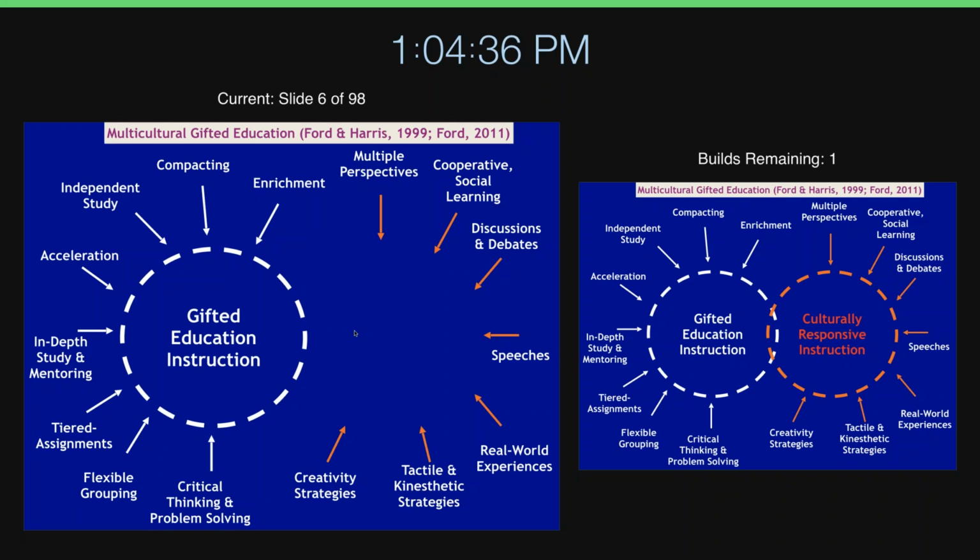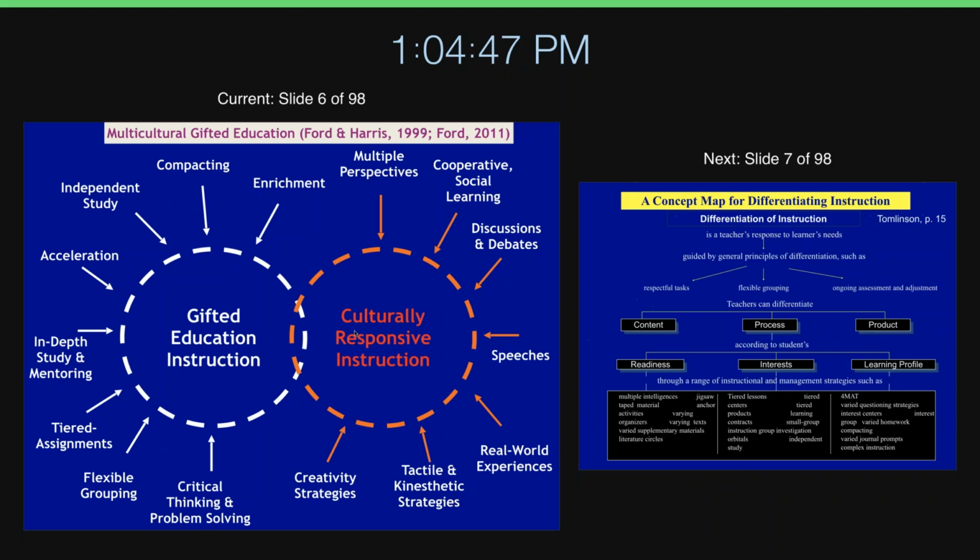In one discipline, gifted education, we often talk about compacting, acceleration, tiered assignments, critical thinking, and more. Those lists are not comprehensive. When I am working in the field of gifted education, and I do mean working in 2 different fields, unfortunately, we tend to be talking about social and cooperative learning, real world experiences, tactile and kinesthetic experiences, as well as creativity through a different lens than we usually talk about in gifted education.